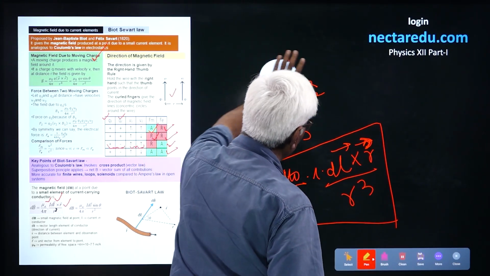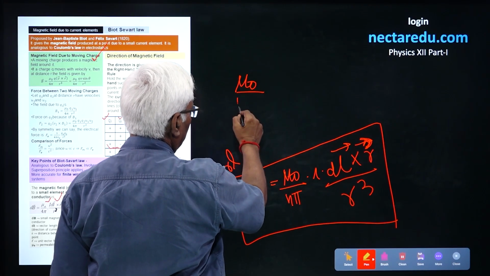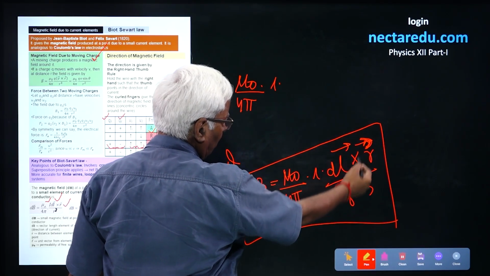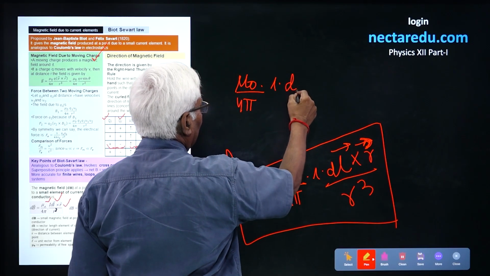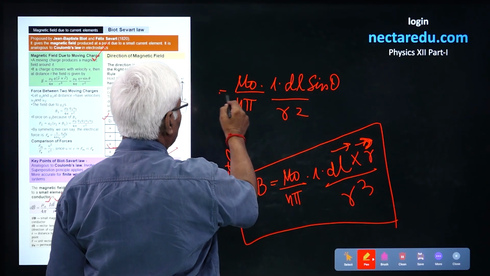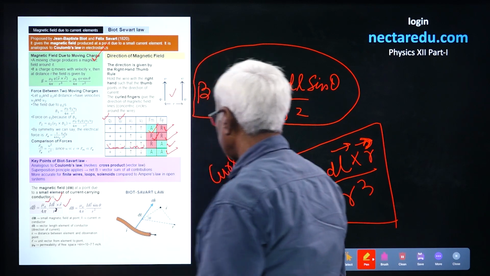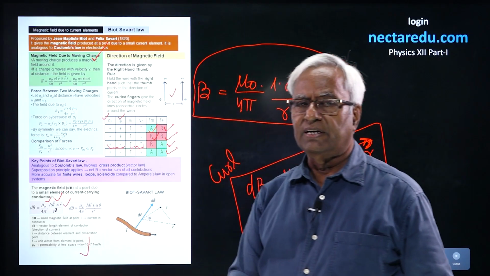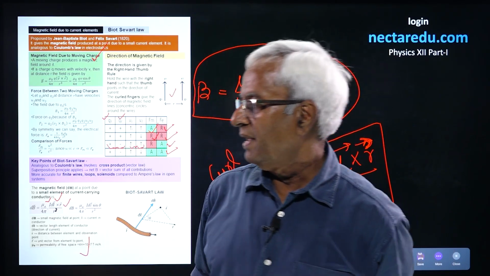If you don't want to write this in vector form, you could write it as mu naught upon 4 pi, I dl sine theta upon r square, since without the vector form the denominator is r square only. This is the value of magnetic field in which we haven't used the vector form. Here I have given the value of permeability of free space, 4 pi into 10 to the power minus 7 Newton per ampere square.